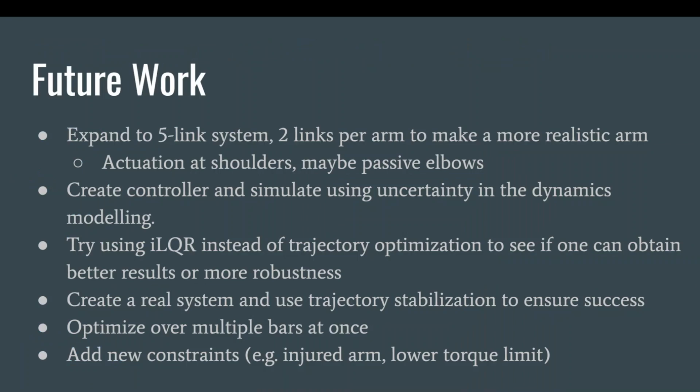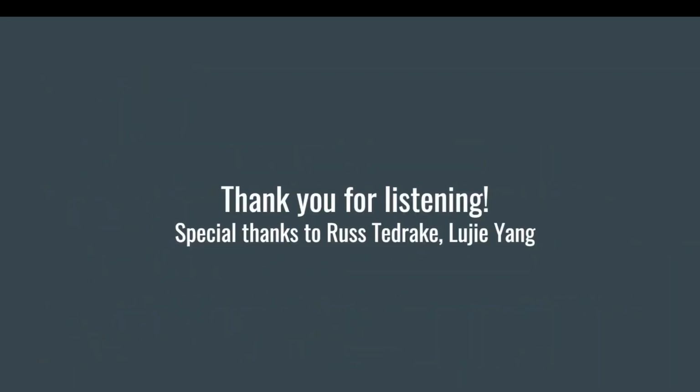So in the future, we have ideas for possible ways to extend this. For example, 5-link systems, creating controllers and analyzing robustness, using ILQR, creating a physical system, and adding new constraints. Thank you, that's all.